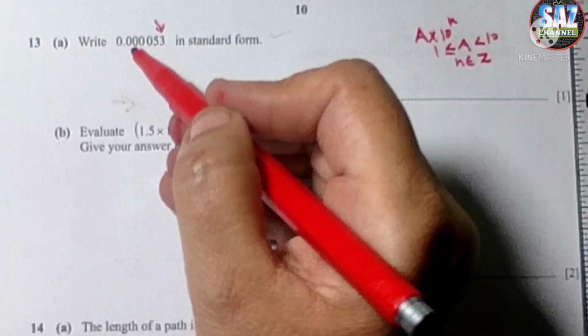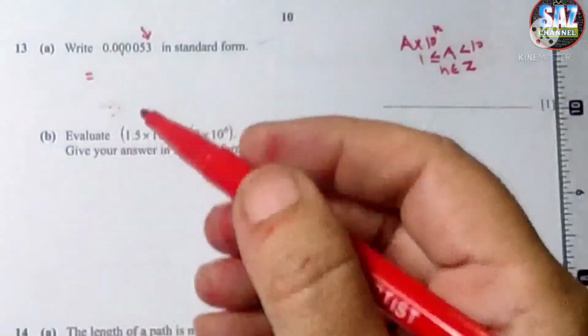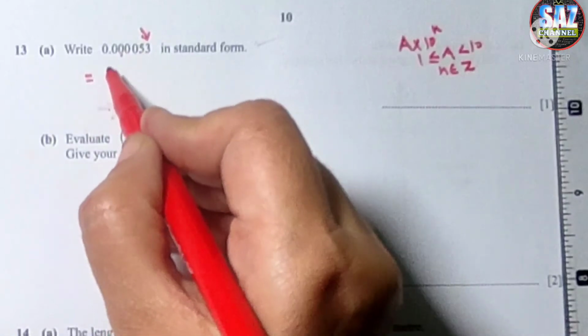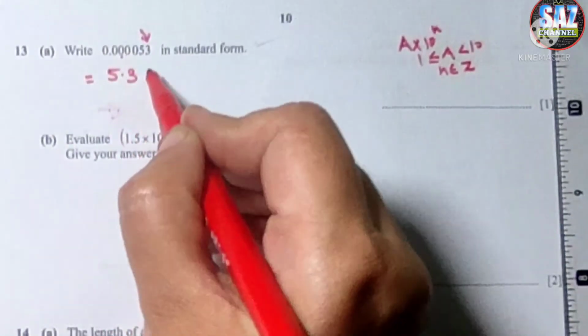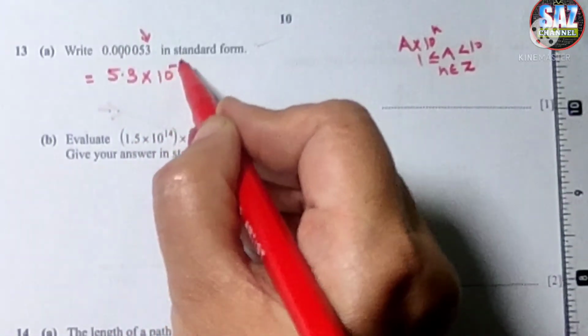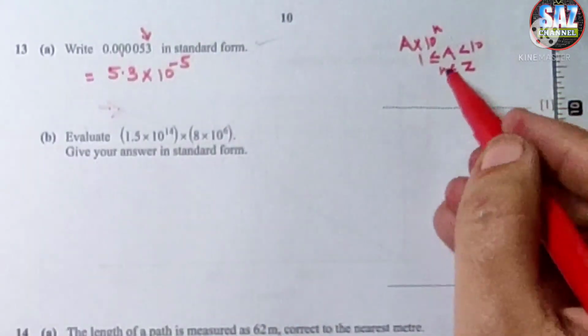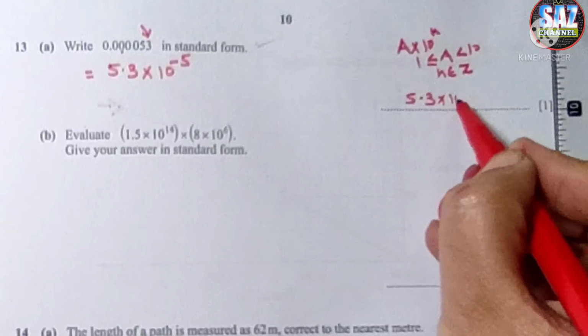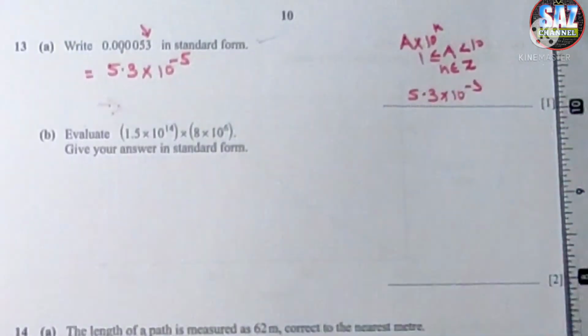So 5 moves towards the right hand side, which means it will take the form 1, 2, 3, 4 and 5. So the answer is 5.3 multiplied by 10 raised to the power of minus 5. So really easy. 5.3 multiplied by 10 raised to the power of minus 5.